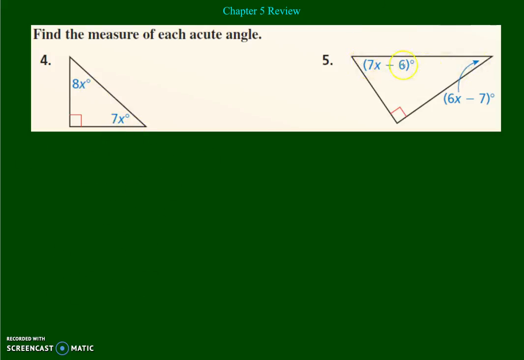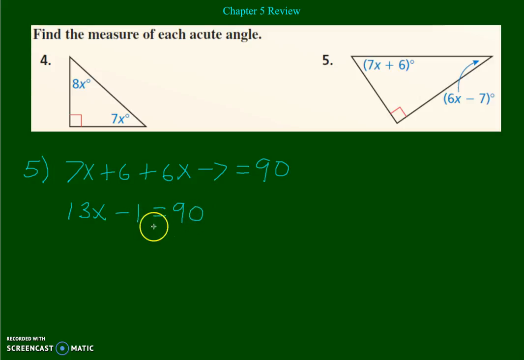Problem 5 is the same idea with just a little bit more algebra involved. So these two angles add up to 90 degrees. So we have, for problem 5, 7x plus 6 plus 6x minus 7 equals 90. So let's go ahead and combine our like terms. 6 plus 7 is 13x. 6 minus 7 is negative 1 equals 90. We'll add the 1 to both sides.